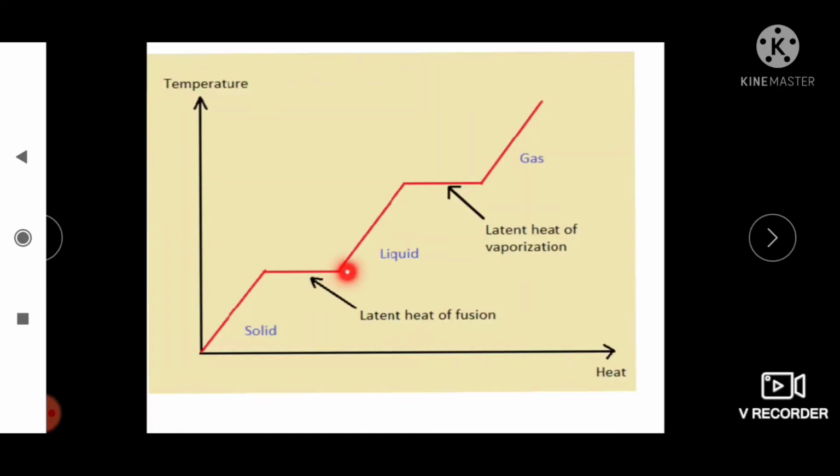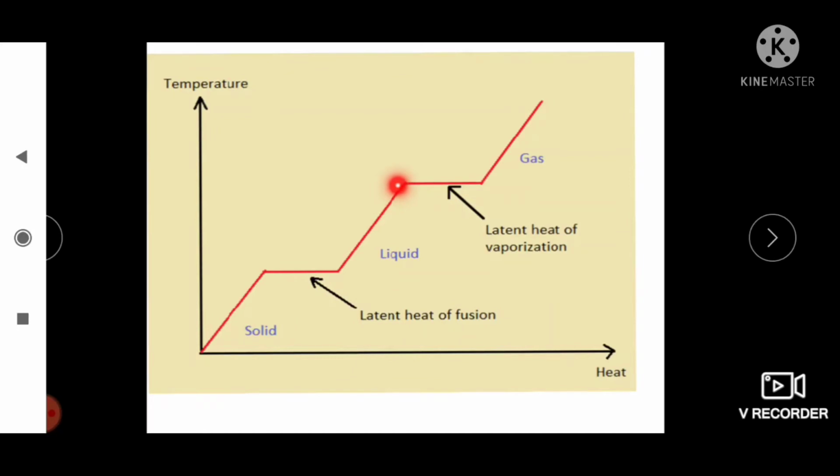We are continuously supplying the heat. Where does heat energy go? Actually, this heat energy is used up in changing the state of solid substance by overcoming the force of attraction between its particles. When ice gets completely melted, it changes into liquid.